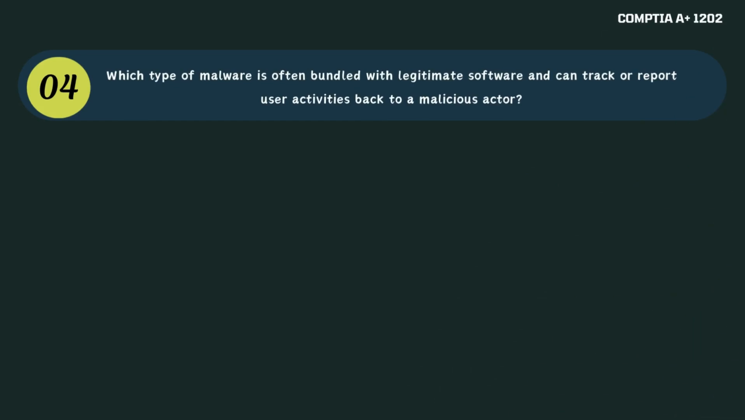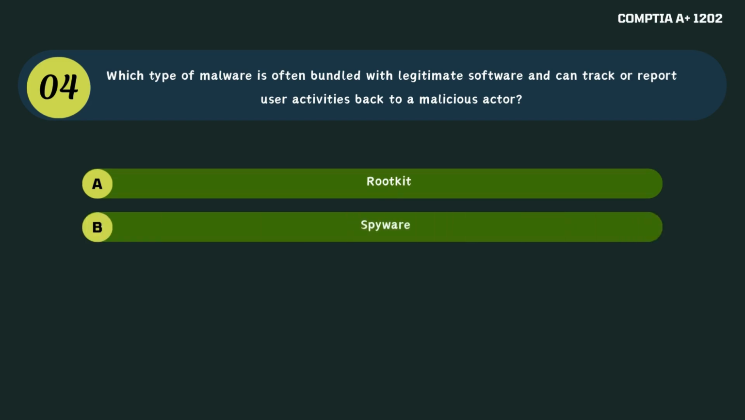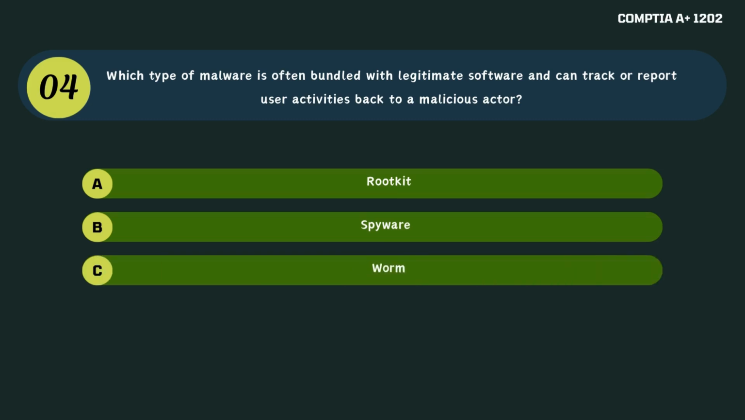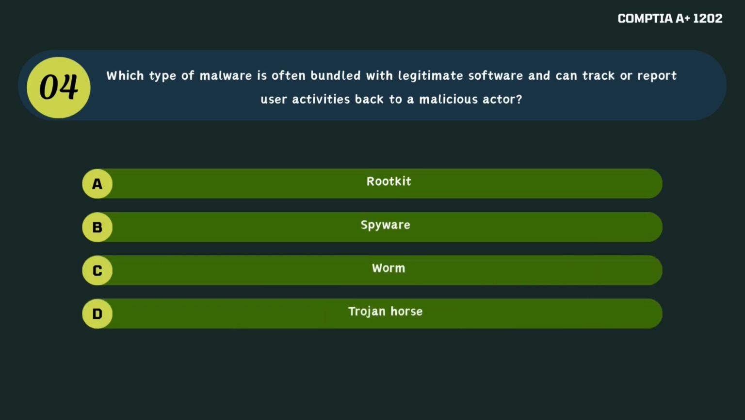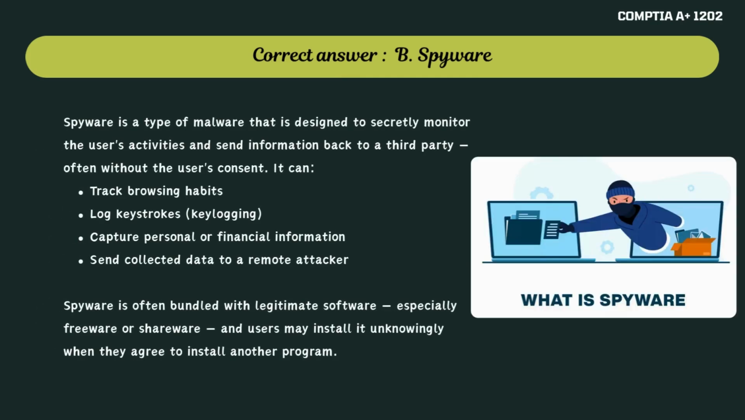Question 4. Which type of malware is often bundled with legitimate software and can track or report user activities back to a malicious actor? A. Rootkit. B. Spyware. C. Worm. D. Trojan horse. Correct answer, B. Spyware.